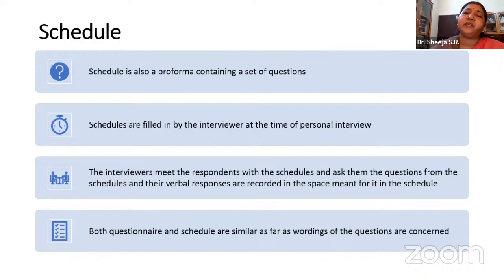So we can say that both questionnaires and schedules are similar as far as the wordings of the questions are concerned. There is not much difference in the set of questions or wordings.